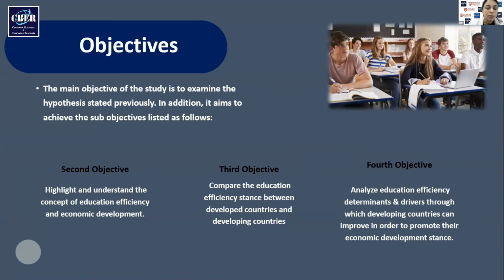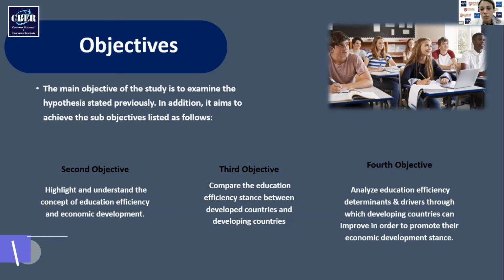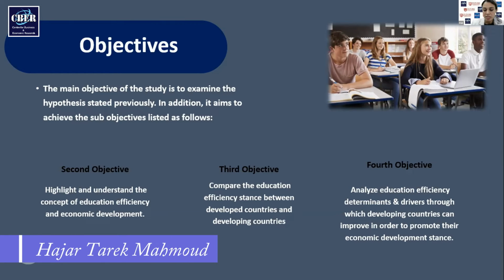As I said, the main objective is to examine the hypothesis that I've just stated and also to test sub-objectives as follows. First, highlight and understand the concept of education efficiency and economic development. Second, compare the education efficiency stance between developed countries and developing countries. And finally, analyze education efficiency determinants and drivers through which developing countries can improve in order to promote their economic development stances.